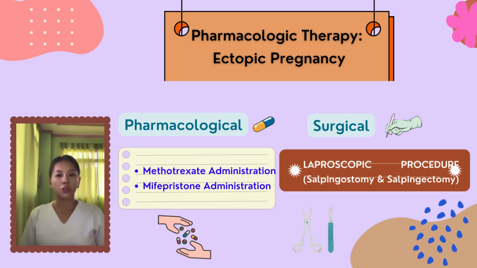Surgical treatment of an ectopic pregnancy is usually an emergency because the patient is unstable. Salpingostomy and salpingectomy are two laparoscopic surgeries used to treat some ectopic pregnancies. In salpingostomy, the ectopic is removed and the tube left to heal on its own.